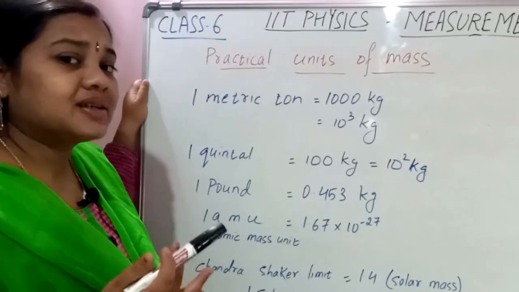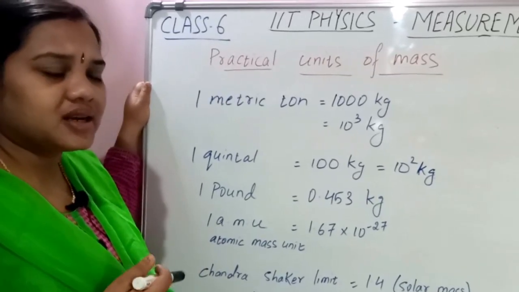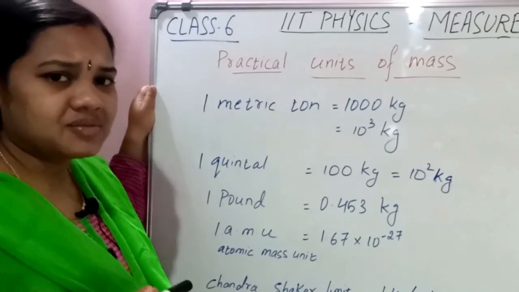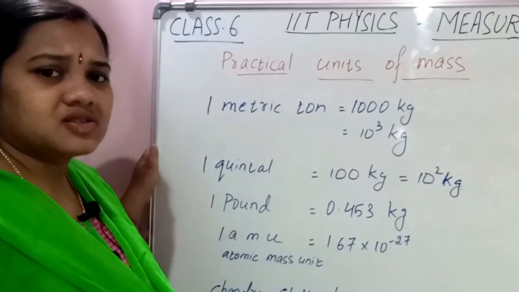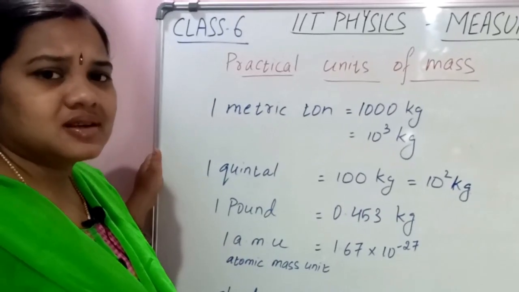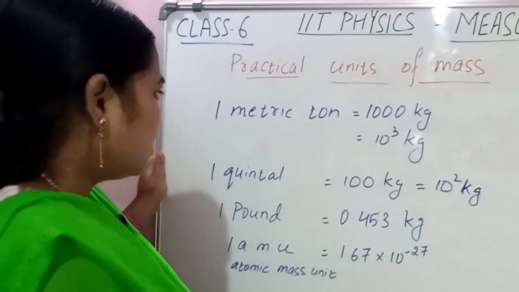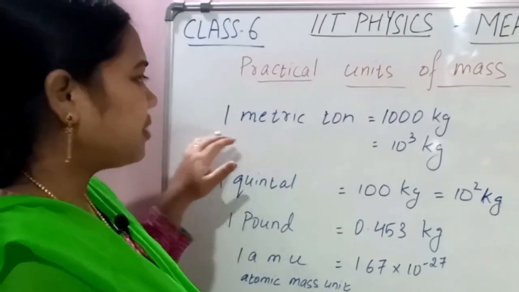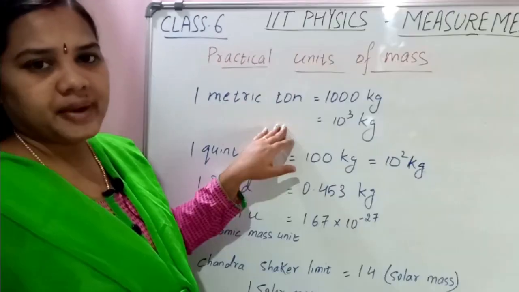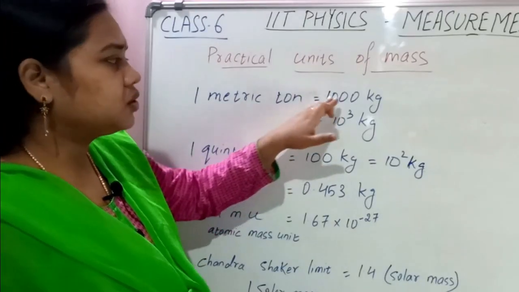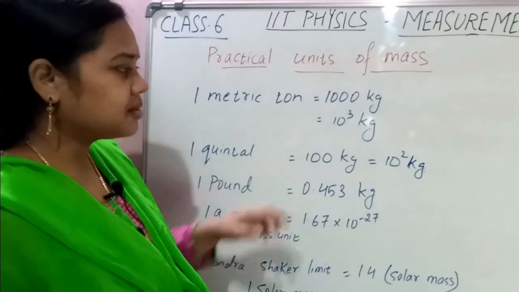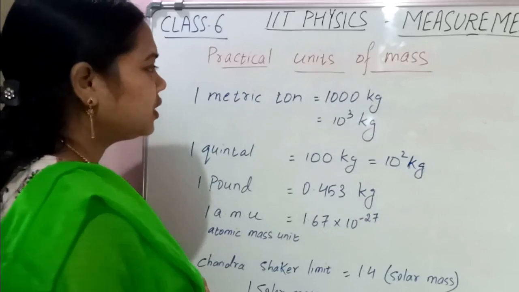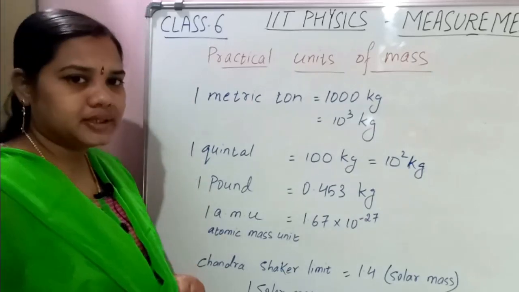But what practical units are we commonly using in our daily life? Quintal, ton, grams, and less mass than grams. Quintal and ton are the weights of bags of rice, wheat. So these are the practical units of mass. 1 metric ton is equal to 1000 kilogram, or 10 to the power 3 kilogram.